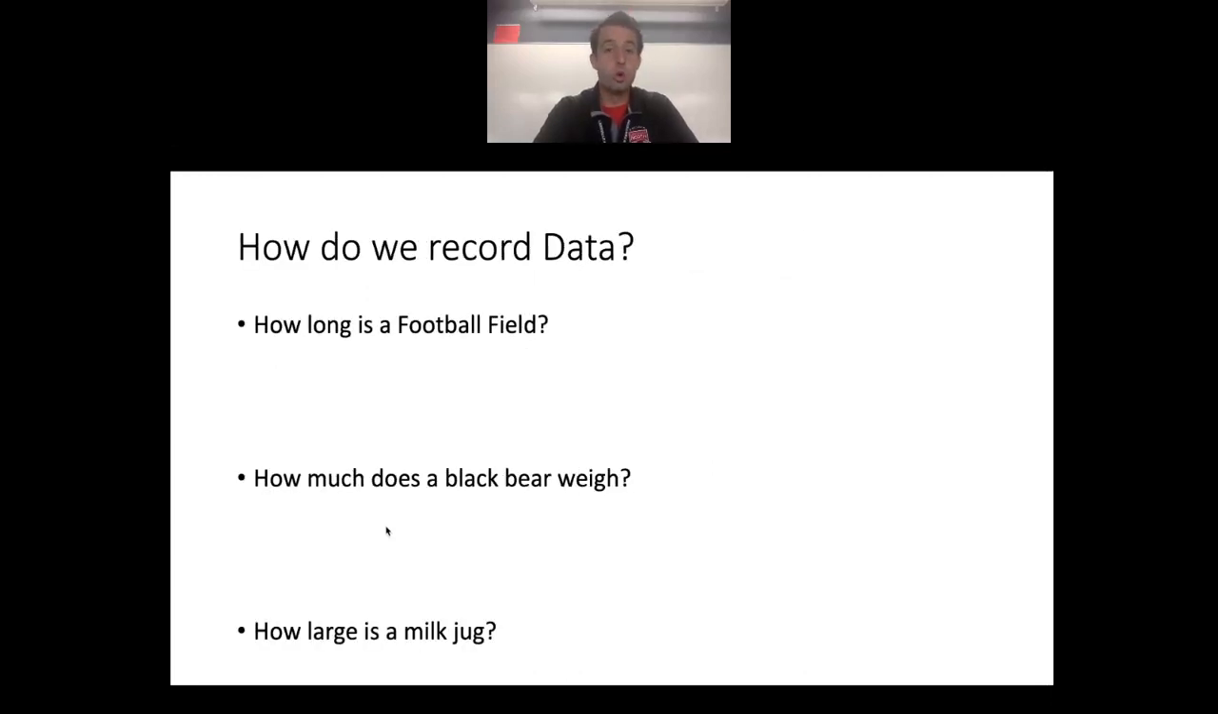Cool. So now I want to talk a little bit more about the scientific method, which is going to answer this question, how do we record data? So what I want you to do is answer these questions to the best of your ability. You might not know exactly how much a black bear weighs, but give it an estimate. What are your thoughts?